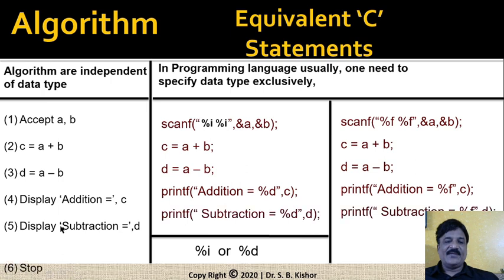Okay, and finally what we have here? Stop. Now observe that here we have numbering 1 2 3 4. Here we don't have something like that. Here each and every statement is terminated by what? A semicolon. So the semicolon at the end indicates the end of a statement, like we have a full stop in English at the end of a sentence.